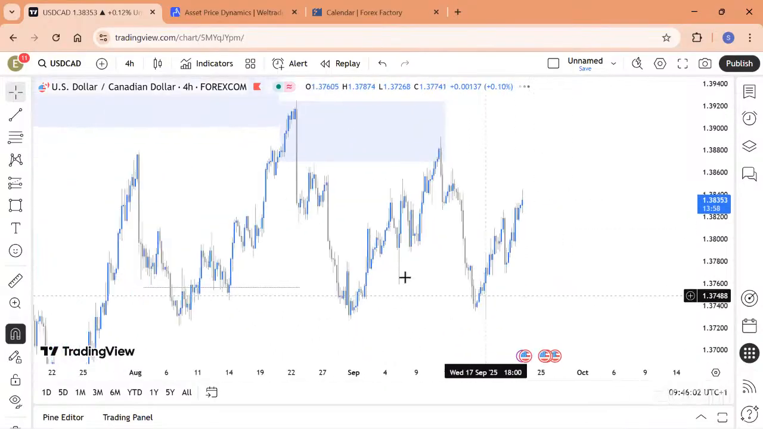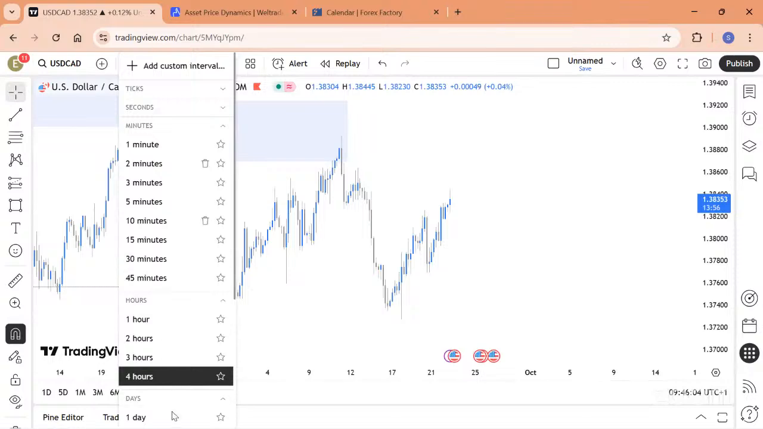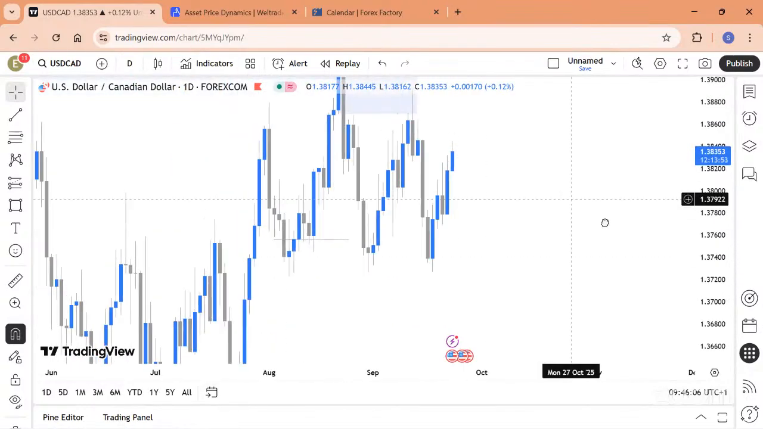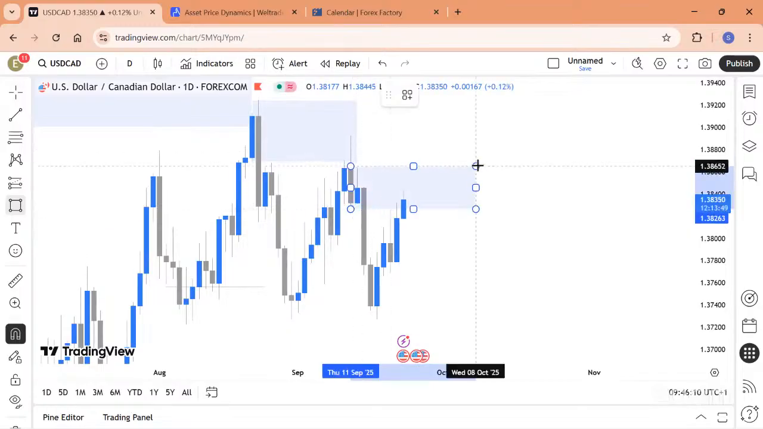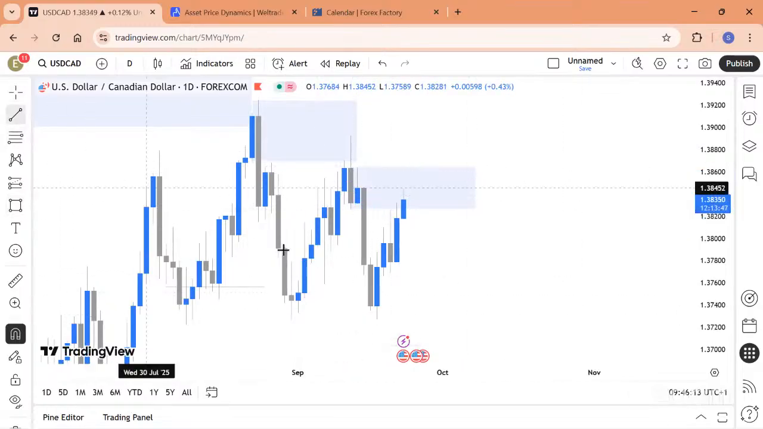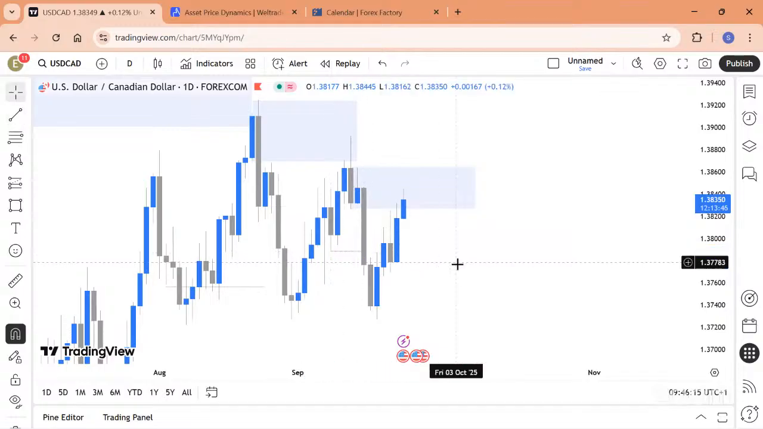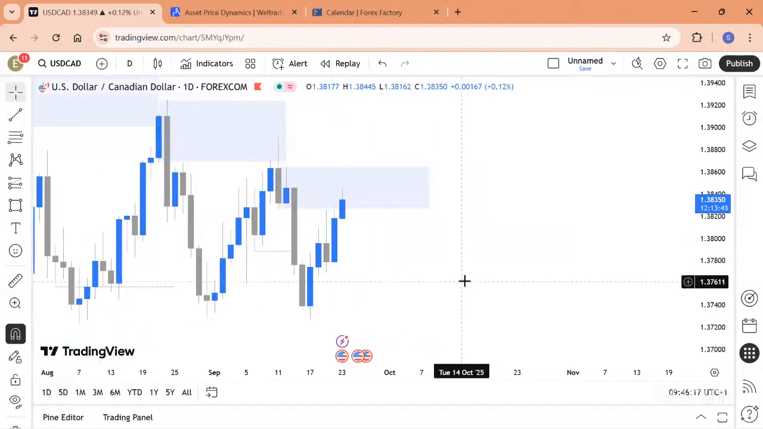Okay, so in view of this, let's go back to the daily. Let me show you something. We had this order block. This order block here is what sponsored or funded this BOS to the downside here. So that's where price currently is.